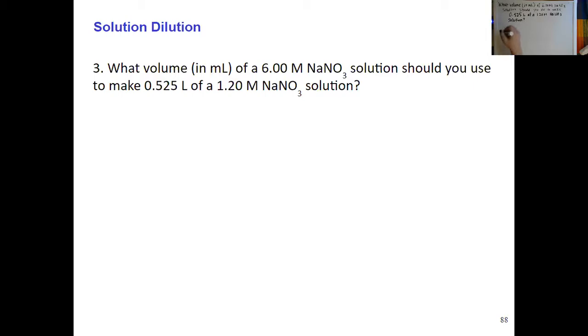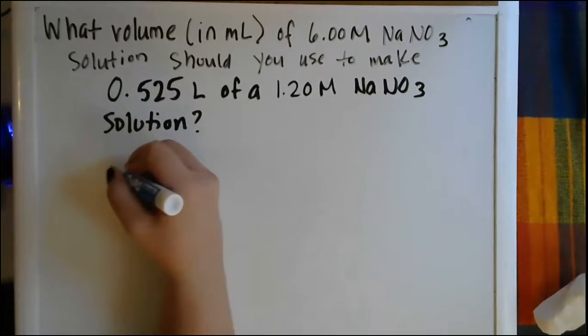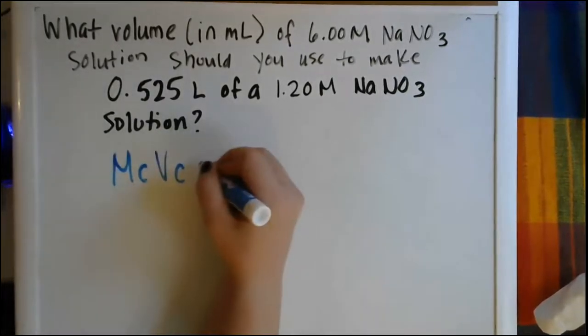To get our final volume in milliliters, you can either convert the 0.525 liters into milliliters before you start the calculation, or you can change your final result into milliliters. Either option is perfectly acceptable. So let's set up our equation.